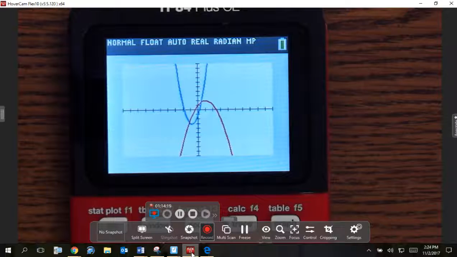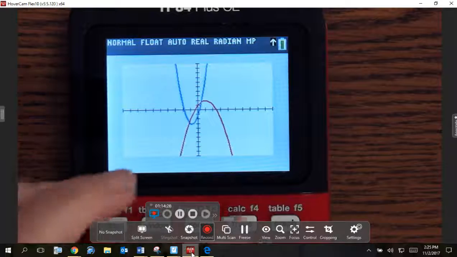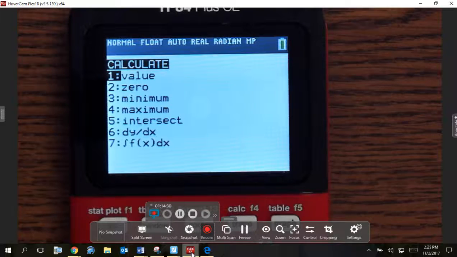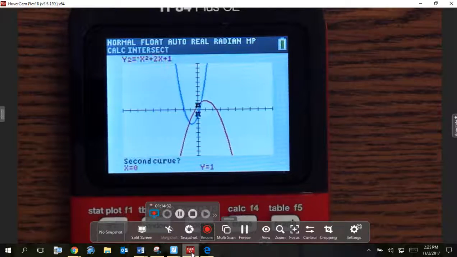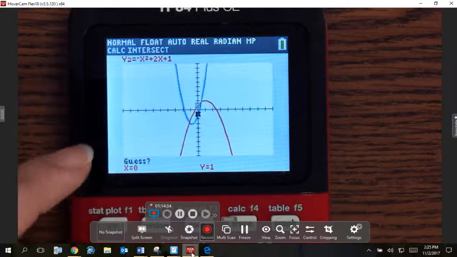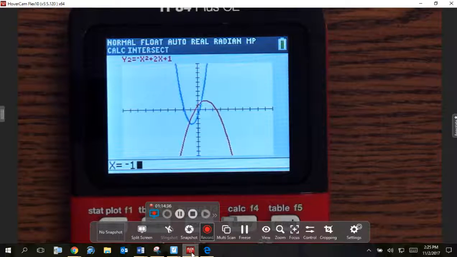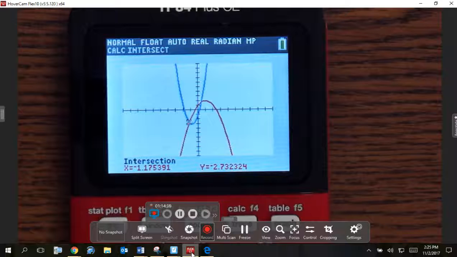When you look at these graphs and you say, how many solutions am I going to get? 2. Now we're going to find those solutions by using the intersect button I showed you earlier. So second trace, intersect, and it says first curve, second curve, and then guess. I'm going to guess -1. And it's not exactly -1, it's a decimal. So since we are allowed to use our graphing calculator on this last section of tonight's assignment, you're going to approximate it to the nearest hundredth.